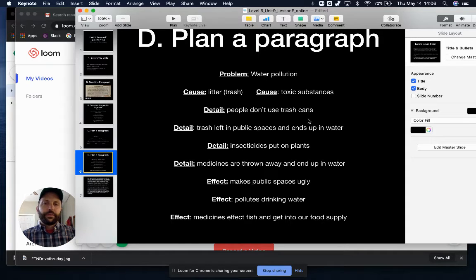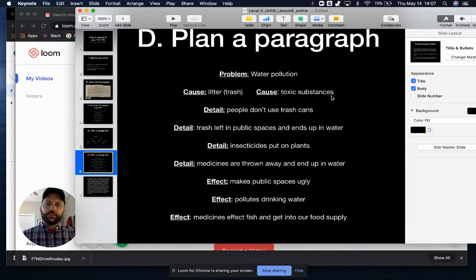So the first detail is people don't use trash cans. There's a city park near my house, and people don't use trash cans. There'll often be litter on the ground, or there's a pond at this park, and especially when it rains, you can see a lot of water that's rushing through, because the pond is kind of a creek actually, but it rushes through the pond or the creek, and it all gathers in one place. It's very dirty and gross. My next detail is this trash that's left in public places, it ends up in the water. The wind blows, and it gets into the water, and it's just dirty, and it looks bad, which we'll talk about in just a minute.